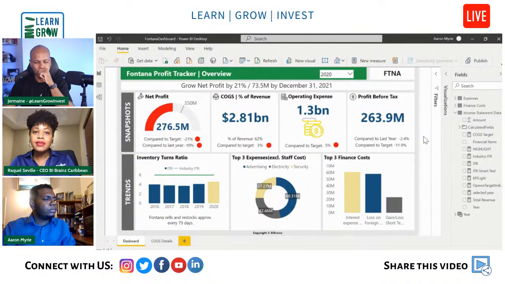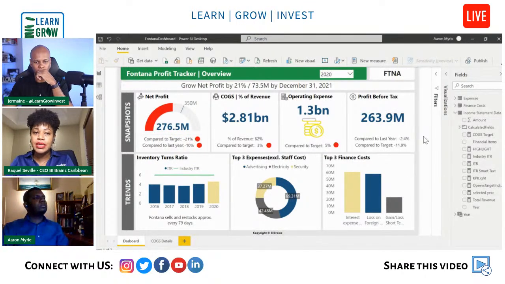And the KPIs, as Aaron would have gone through, the KPIs are supporting the goal, right? So the KPIs are saying, listen, these are the things that you need to measure and track to know if you're going to hit that goal or not. All right. So clearly for Fontana, we need to measure net profit because that is our goal as well, to see how close they are trending towards it.